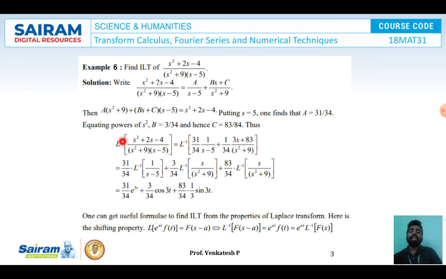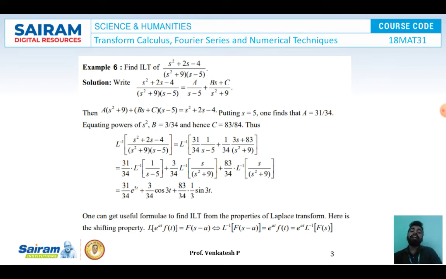So we got the Laplace inverse of (s² + 2s − 4) / ((s² + 9)(s − 5)), which will be equal to the Laplace inverse of (31/34) · 1/(s − 5) + (1/34) · (3s + 83)/(s² + 9). The constant 1/34 I am taking outside from the entire expression and applying the linearity property.